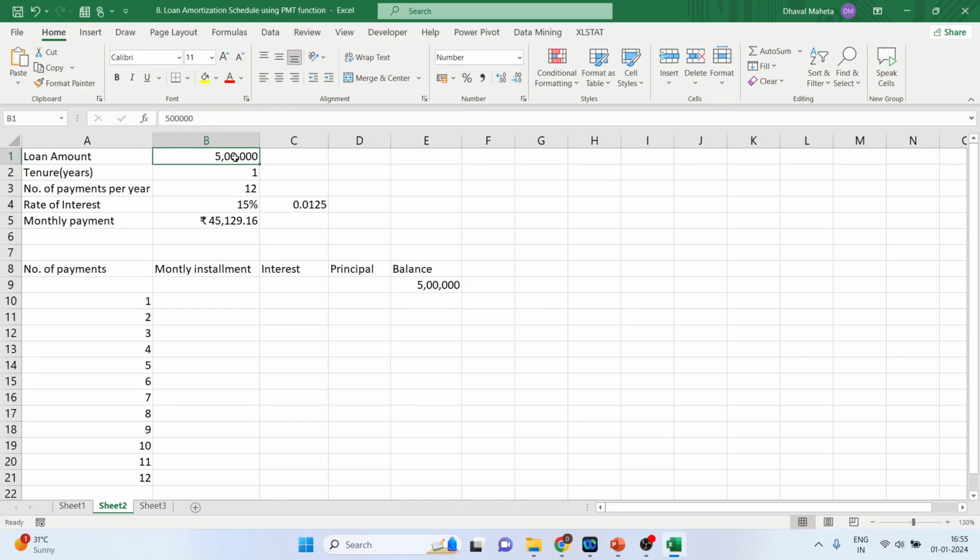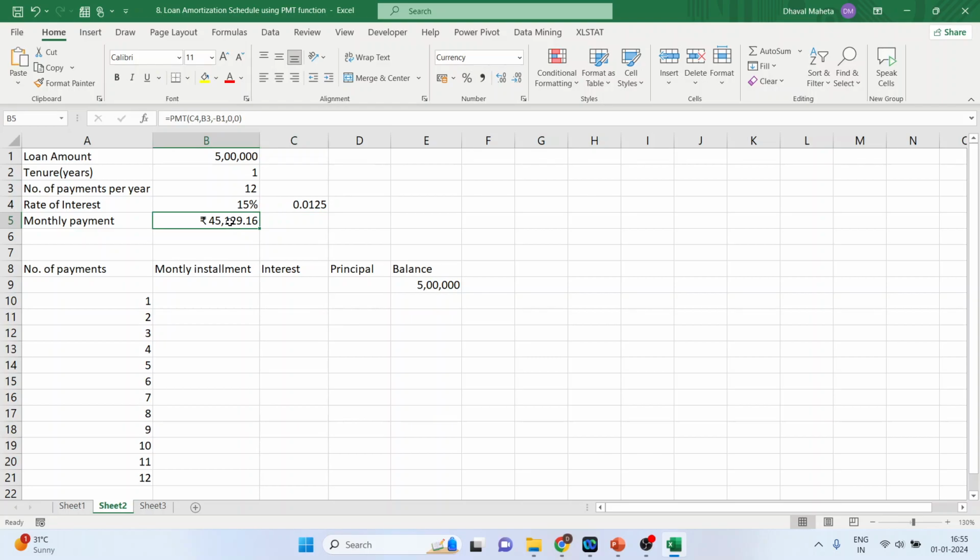The loan amount is 5 lakhs. Tenure of the loan is 1 year. Number of payments per year are 12, so 12 monthly installments. The annual interest rate is 15%, which we'll have to convert into monthly because we are going to pay the monthly installment. So this will calculate, that is B4 divided by 12. We'll get the monthly interest rate.